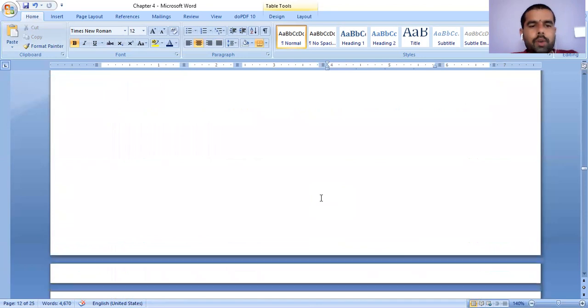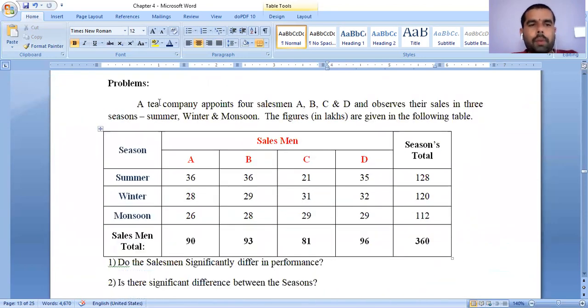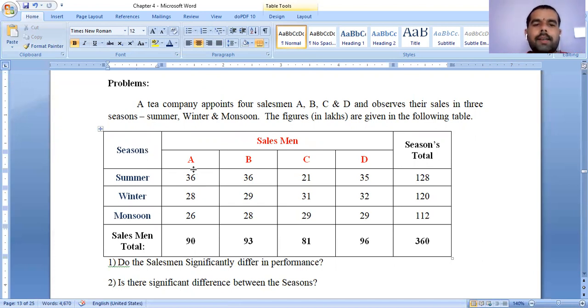Observe this problem carefully. This is the problem given here. A tea company appoints 4 salesmen A, B, C and D and observes their sales in 3 seasons: summer, winter, monsoon. The figures in lakhs are given in the following table. Observe carefully, salesmen and seasons are there. Based on the seasons, we see how the salesmen's performance is.